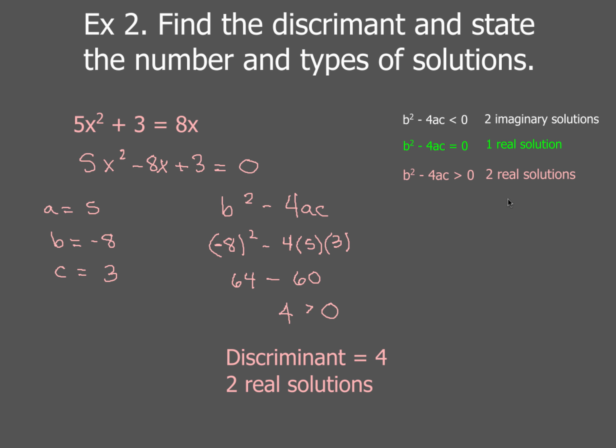So how did you do? Hopefully, you got an a value of 5, a b value of negative 8, a c value of 3, and when you plug that into the discriminant formula, you end up with a value of 4, which is positive, which means you're going to have two real solutions.